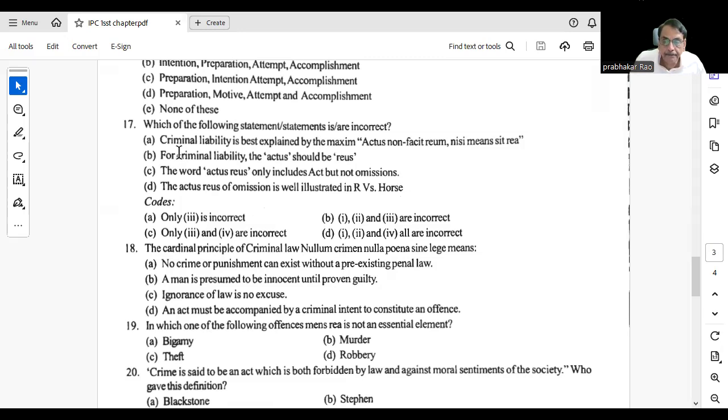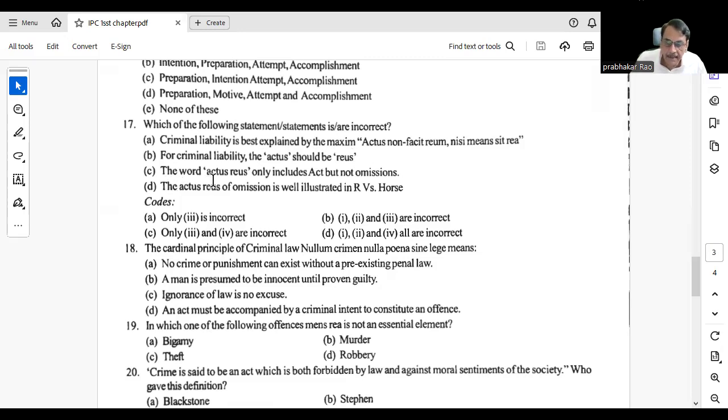See here, criminal liability is best explained by the maxim. It is the correct one. Second one, for criminal liability, the actus should be reus. Yes, actus reus. Reus means prohibited, actus means act. The prohibited act. In the law, it should be prohibited. I gave the example of live-in relationship. Live-in relationship is not prohibited. That's why it is not an offense. If consenting persons go and start to live together, that act, as it has not been reus, is not an offense.